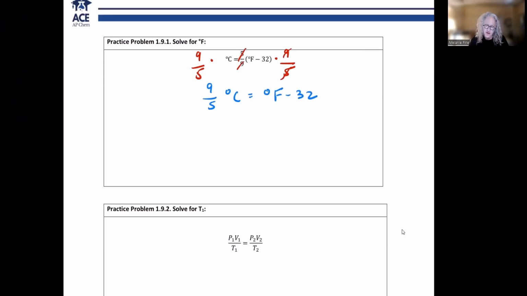Now we have degrees Fahrenheit on the right-hand side, but 32 is being subtracted from it. To isolate this variable, we need to get rid of the 32. Since we're subtracting 32, we're going to do the opposite. We're going to add 32. And what we do to one side of the equation, we do to the other. 32 minus 32 is 0. My equation becomes degrees Fahrenheit is equal to 9/5 degrees Celsius plus 32.